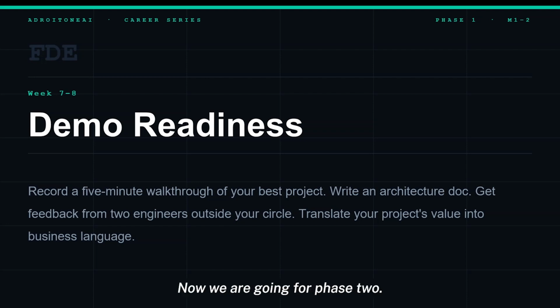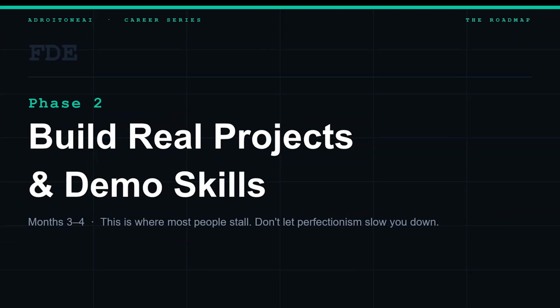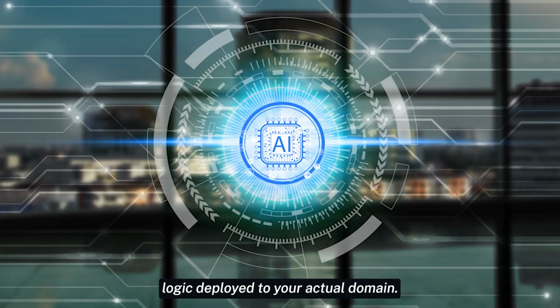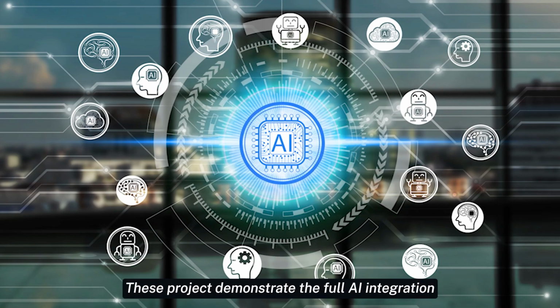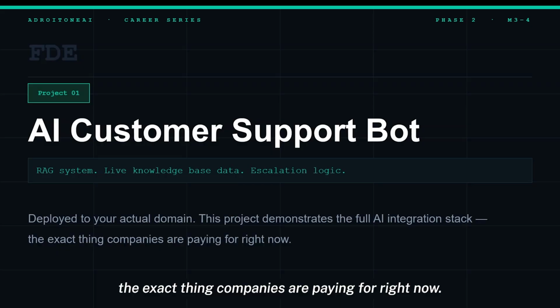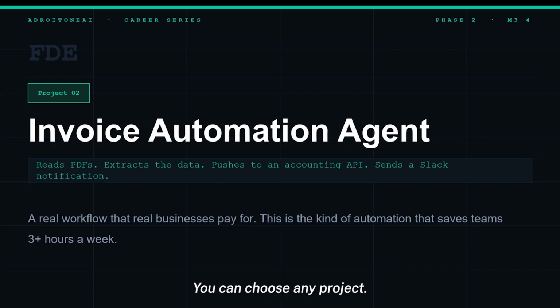Now we are going to phase 2. So month 3 and 4, this is where most people stall. Do not let perfectionism slow you down. Project 1 in phase 2, AI customer support bot, RAG system, live knowledge base data, escalation logic, deployed to your actual domain. These projects demonstrate the full AI integration stack, the exact thing companies are paying for right now. You can choose any project.